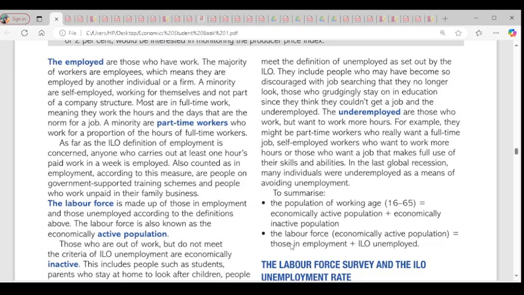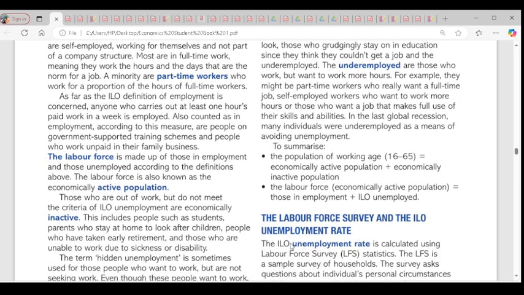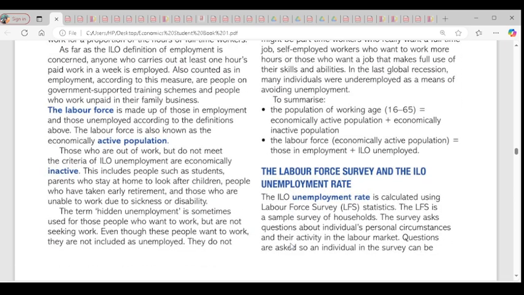Then we have underemployed. Are you there? Yes, sir. We call them underemployed because this group of people want more hours of work, more hours of labor. So maybe I'm working 7 hours and I need more, like 6 or 8 hours more. So I'm underemployed because I still have some spare hours. I need to be occupied.